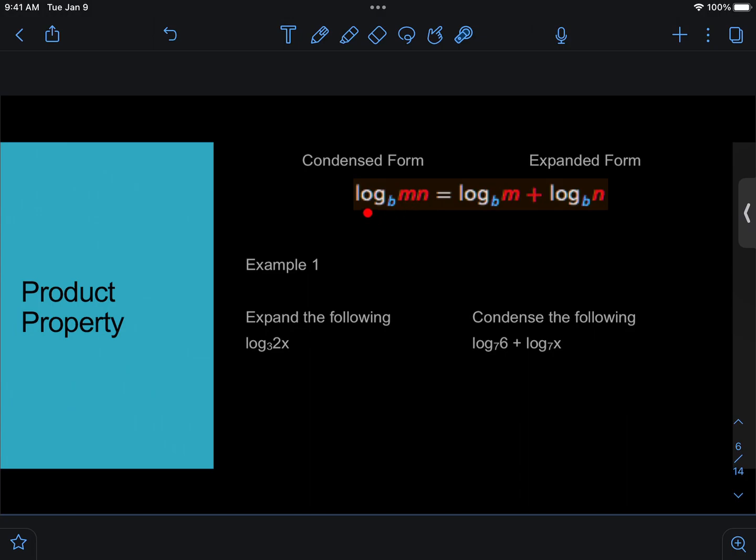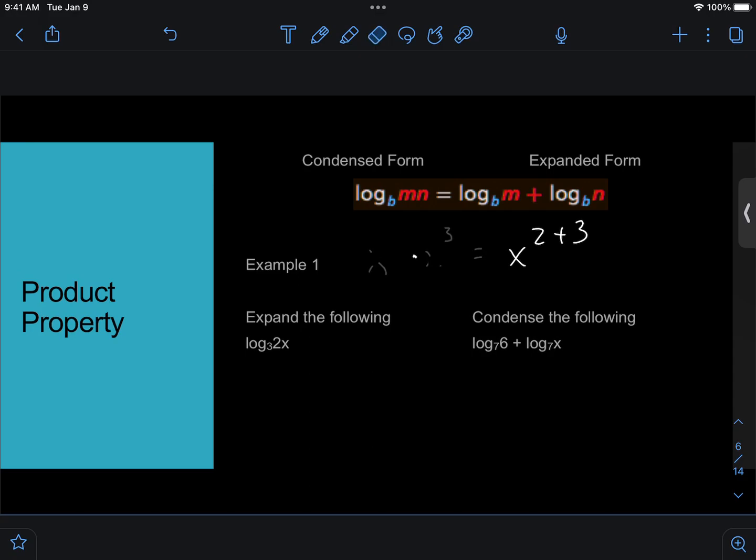So if we have log base b of m times n, a product, we could rewrite that in its expanded form like this: log base b of m plus log base b of n. Now, where this comes from is the exponent properties. So if you think of your exponent properties, what would you do if we had x squared times x cubed? You would add the exponents together. That would be equal to x to the 2 plus 3, which is equal to 5. That's where this comes from, because the log base b of mn refers to the exponent that gets you from b to the product m times n.